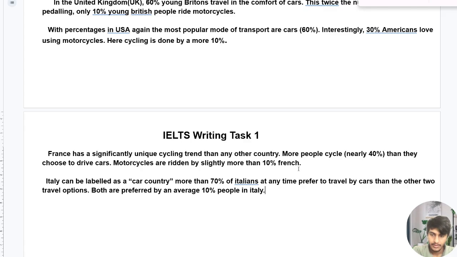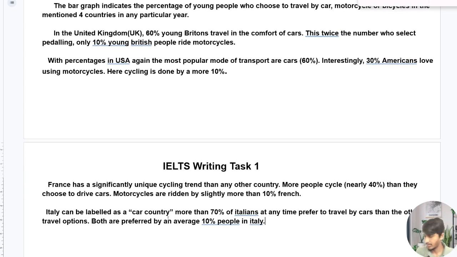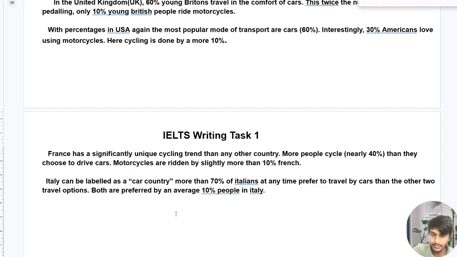Here is our body paragraph. Last is our overall body paragraph. So now students, finally we can say Italy can be labeled as a car country. More than 70% of Italians at any time prefer to travel by cars. Then the other two travel options both are preferred by an average of 10% of people in Italy.